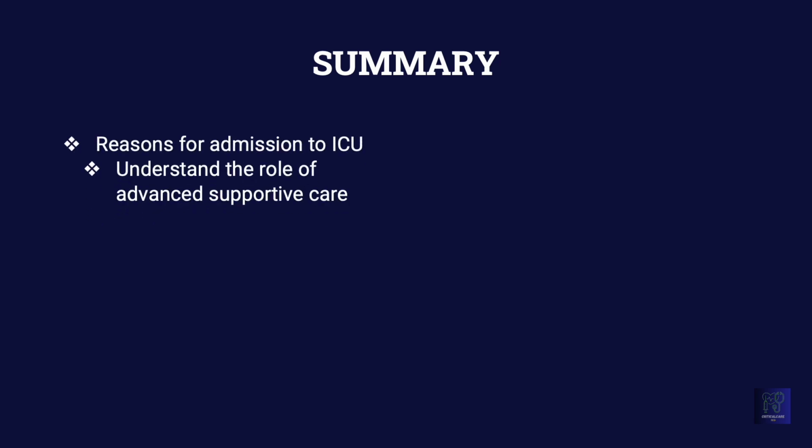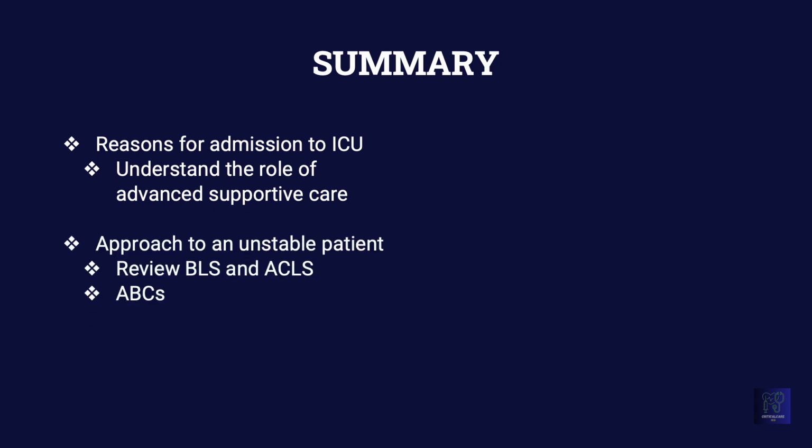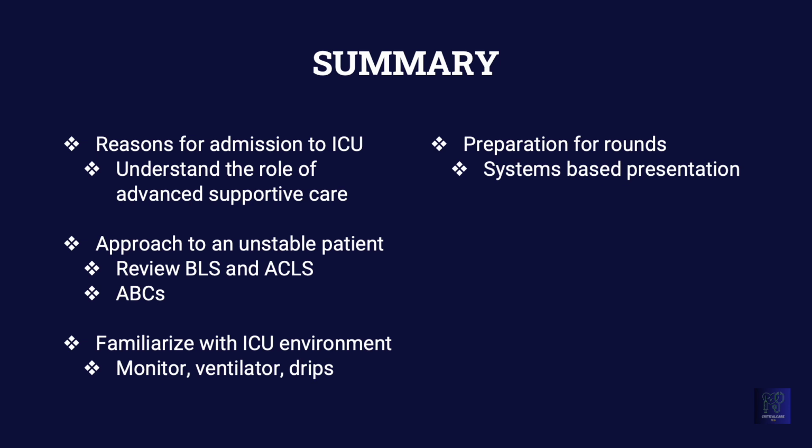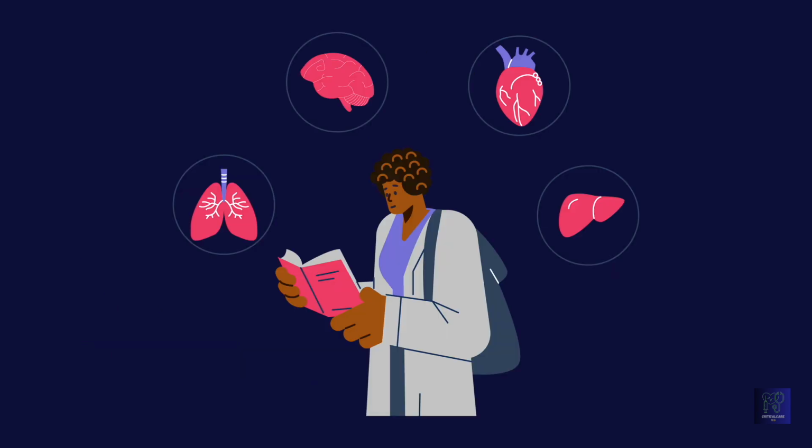Understand the reasons for admission to ICU. Know that the most important indication is need for advanced level of supportive care. Develop a systematic approach to an unstable patient. In any emergent situation, remember step 1 is to make sure patient has a pulse, and step 2 is ABCs and vitals. Understand the ICU environment. Familiarize yourself with all the machines and screens in the patient's room. Develop a systems-based approach towards presentation for rounds. Understand the role of commonly done procedures in ICU, and know the basics of point of care ultrasound. That concludes today's discussion.